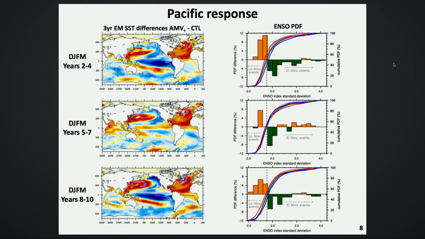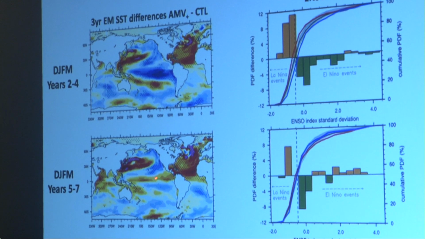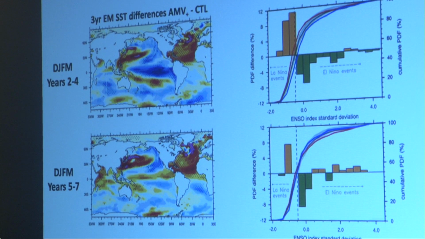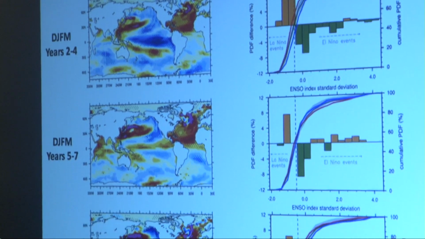Okay, so I'm going to use this graph in the next slide to compare different periods of my simulation. So here for year 2 to 4, here for year 5 to 7, and here for year 8 to 10. So you can see that there is a cooling during these years, but then it's followed by slightly warming of the tropical Pacific, and then we are going back to Nina conditions.